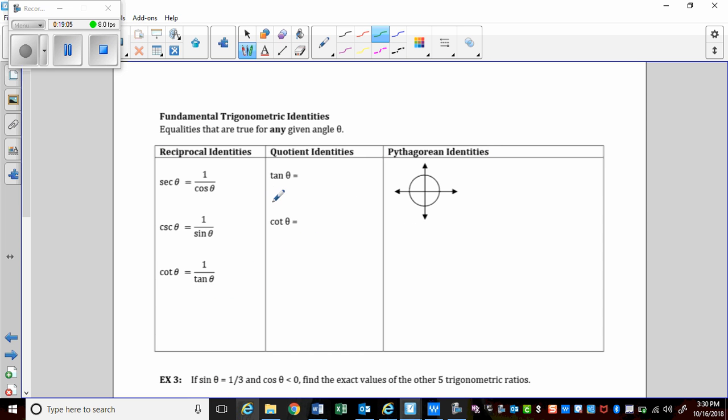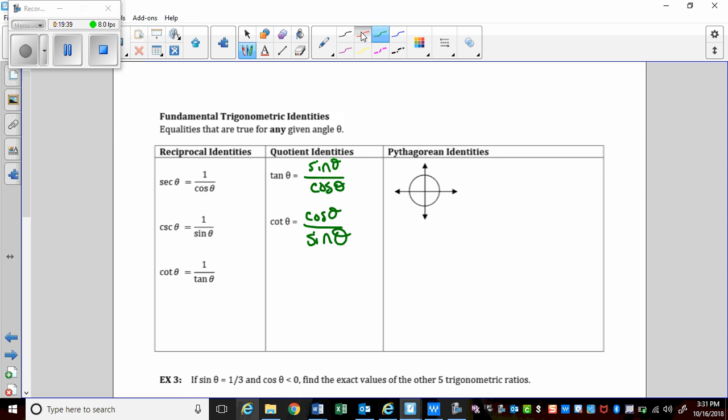These are just a couple of identities. We're going to go over more in the second chapter of trig. Cotangent is 1 over tangent. Cosecant is 1 over sine, and secant is 1 over cosine. I know we've gone over this. Now the quotient identities: tangent is sine over cosine. You guys know this. Cotangent is the reciprocal, so it's going to be cosine over sine.